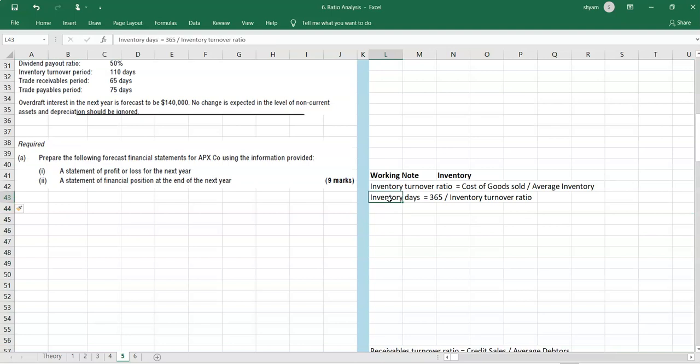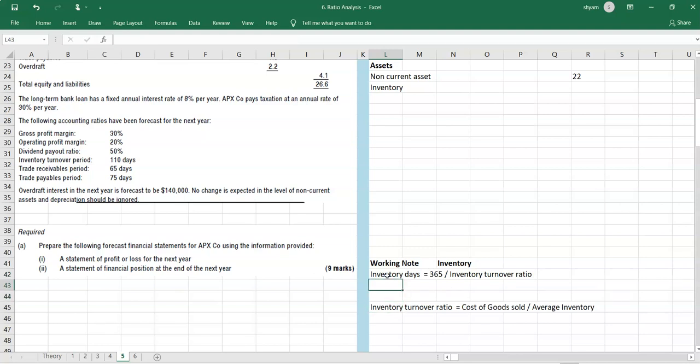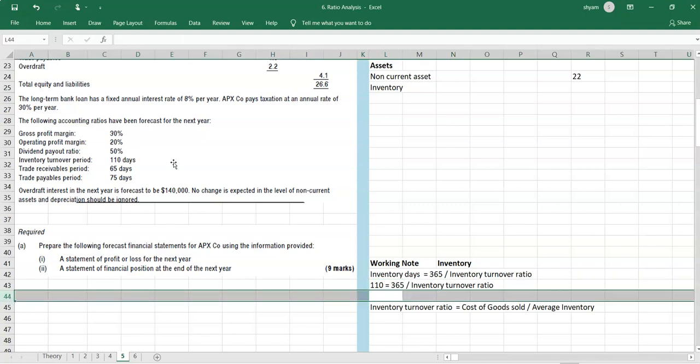What we are doing here is trying to get a reverse relationship. The relationship is going to be 365 divided by inventory turnover ratio. We know our inventory days: inventory days is 110. As they have not given the days calculation properly, we will assume that it is 365 days itself. If we solve this, we'll get the inventory turnover ratio. So we'll first get that.